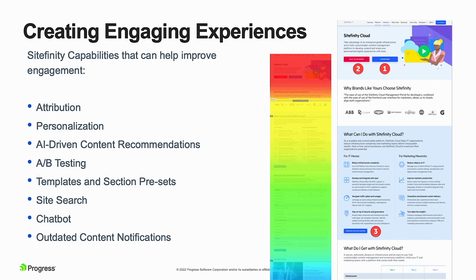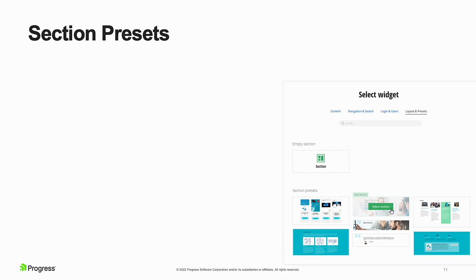So let's review some of these capabilities in detail and see them in action. So I'm going to start with section presets. One way to improve the engagement or to go to market faster or to create a landing page, a marketing page, a product page, a campaign page is obviously to be able to leverage the ability to quickly change the layout, reorganize the page, maybe try new things.